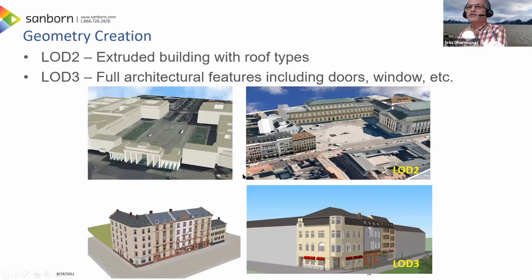So with that, we go into LOD 2 and LOD 3. As I said, LOD 2 is the extruded building with roof type, and LOD 3 is the full architectural features, including doors, windows, etc. What you are seeing in the figure on the top right is an example of LOD 2, which is the building with the roof types, whereas the bottom right is LOD 3, which includes the doors, windows, everything, as you can see in the model.